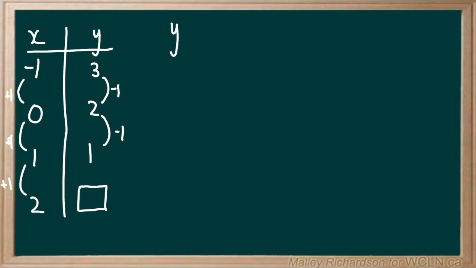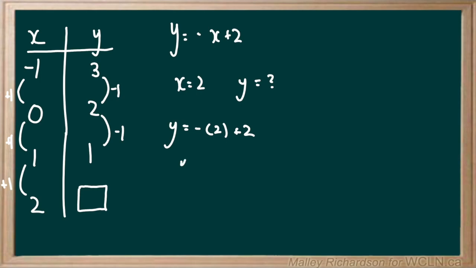So let's write our equation again up here with y equals -x plus 2, and then we're going to solve for our y value when x equals 2. We're going to use y equals -x plus 2, but wherever we see an x, we're going to replace it with a 2. Y is -2 plus 2, which is the same as 0, so y equals 0.